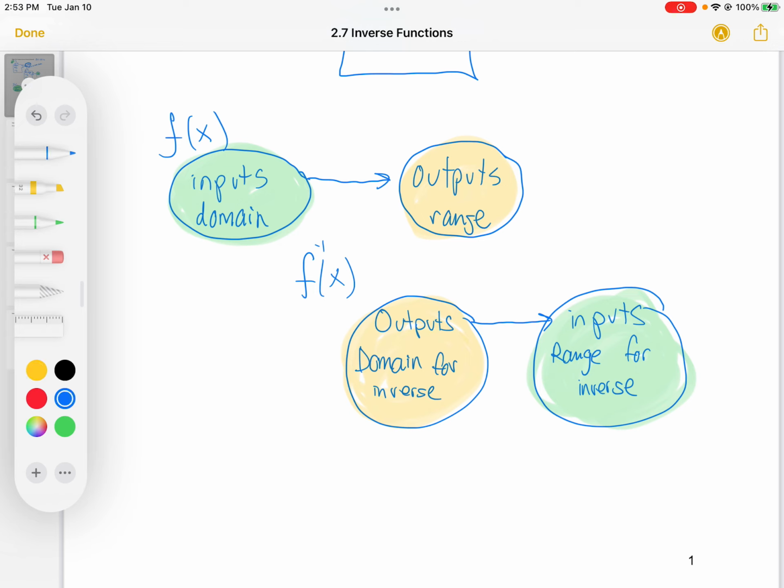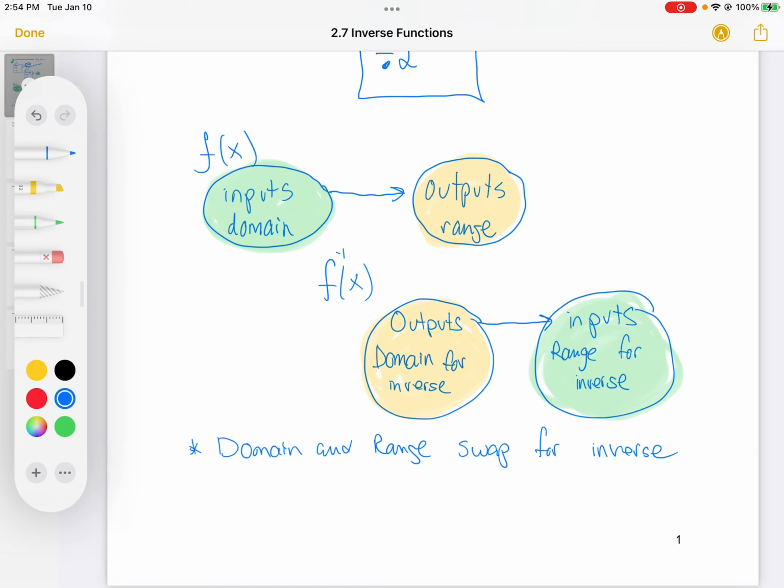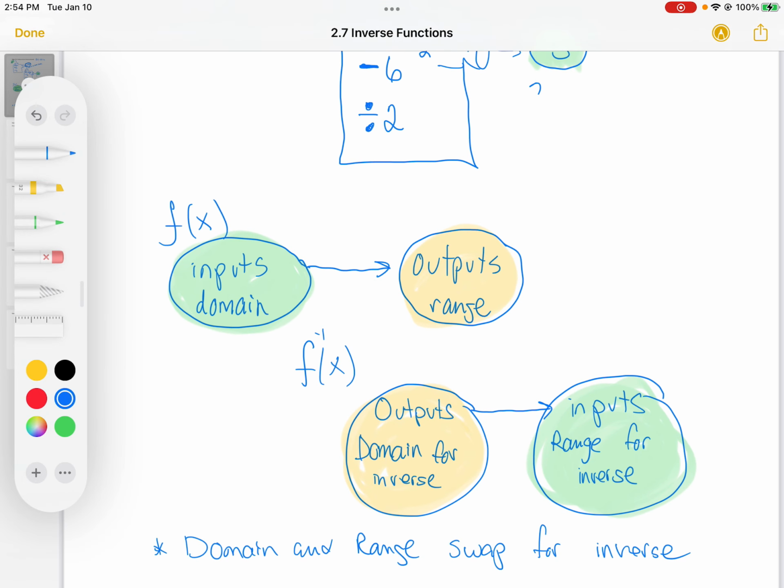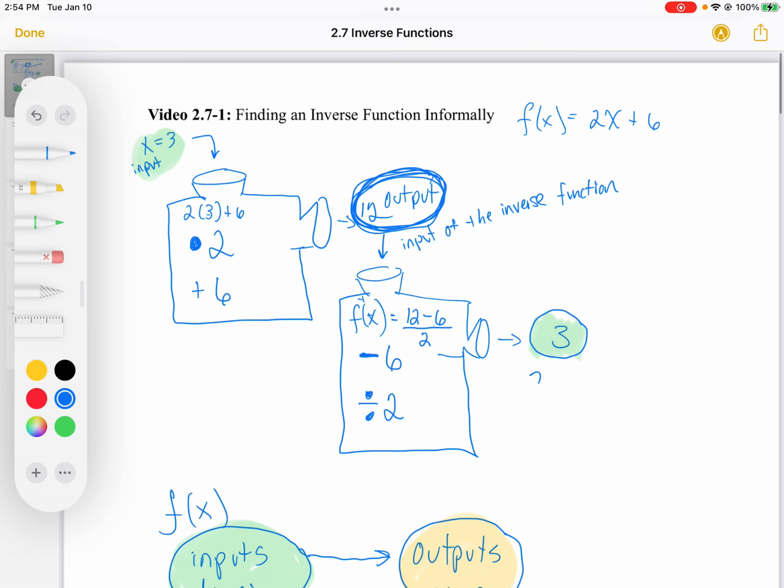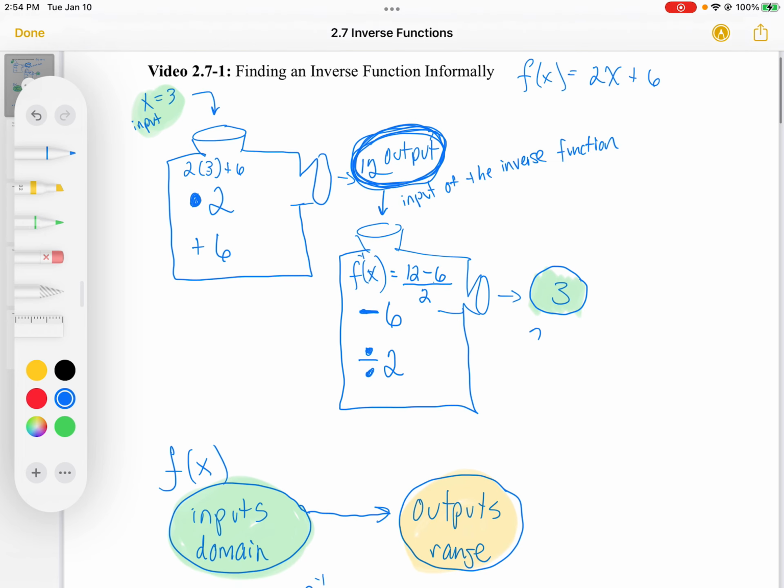Okay, so to make a long story short, the domain and range swap. So the domain and range swap when going from your original function to your inverse function. Okay, so there are more points that I'm going to make about inverse functions in upcoming videos, but this is a basis for the concept of the idea behind an inverse function.